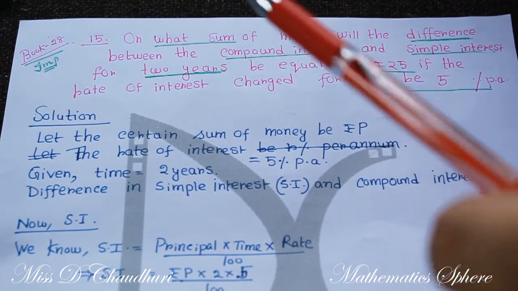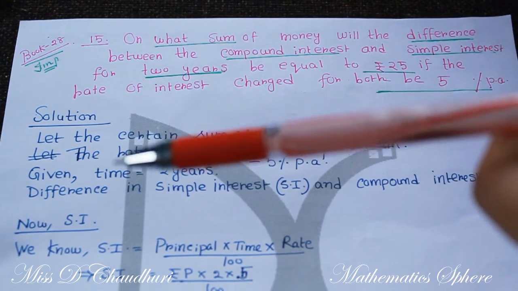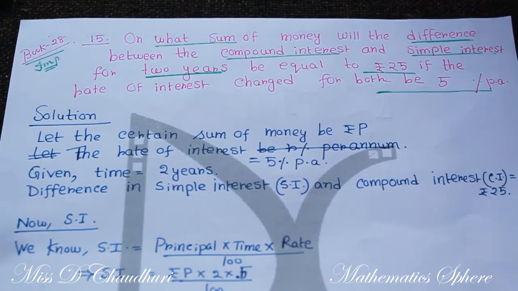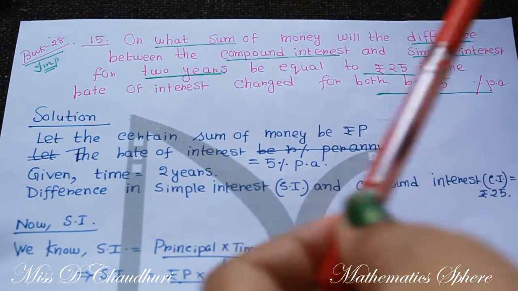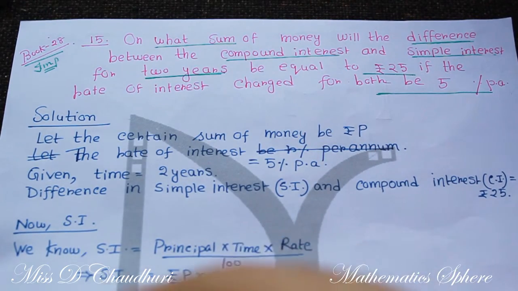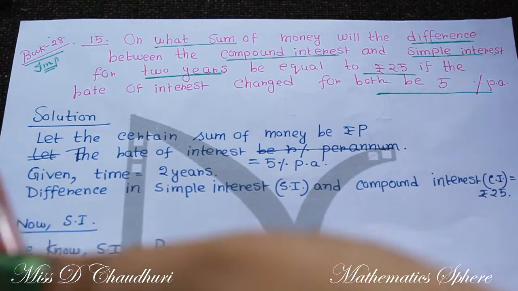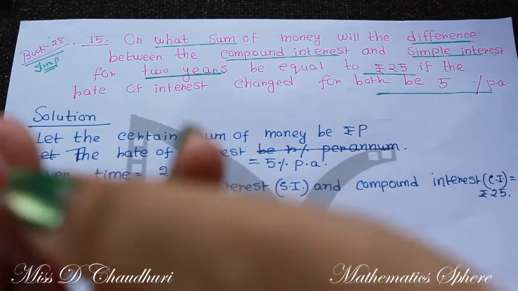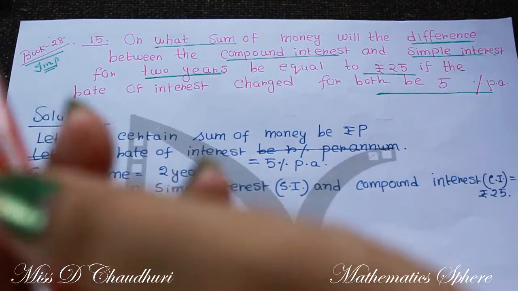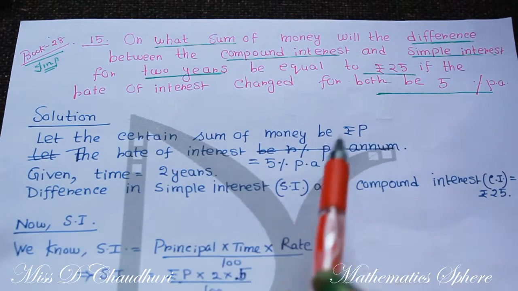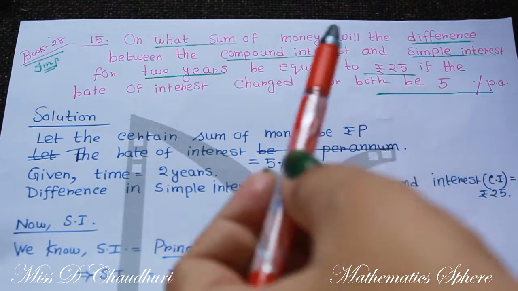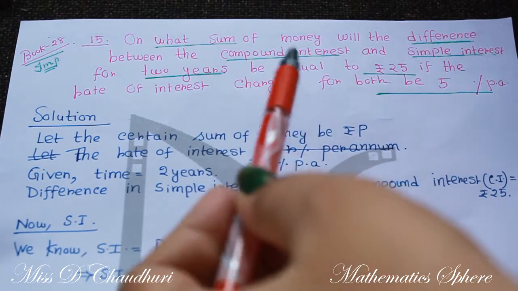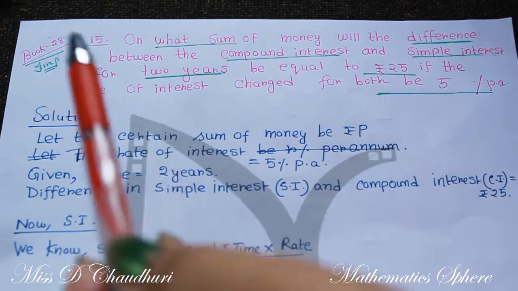Now they are telling you, on what amount, meaning the sum is not given, the principal is missing. But they have told that the difference is rupees 25. We know that compound interest will be greater. So when you subtract the simple interest from the compound interest, the difference will be 25, and they have mentioned that the rate for both cases is 5 and the time is 2 years, okay?